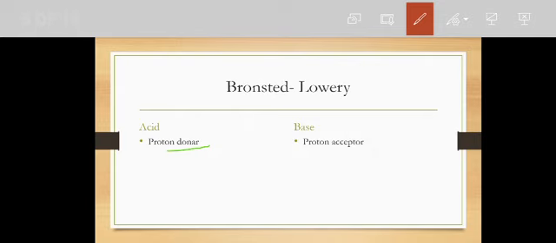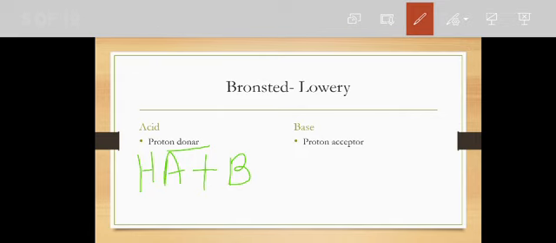So this is also called a conjugate acid-base pair. Conjugate acid-base pair means what? When an acid donates a proton, it becomes its conjugate base, and when a base accepts the proton, it becomes its conjugate acid. With this example you can easily understand. Suppose this is HA, just an example, and B means base.